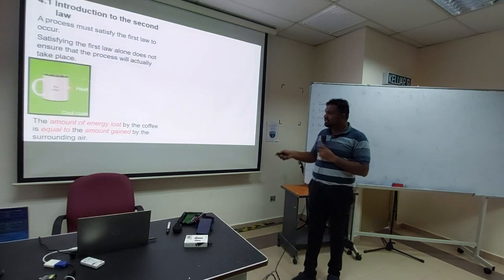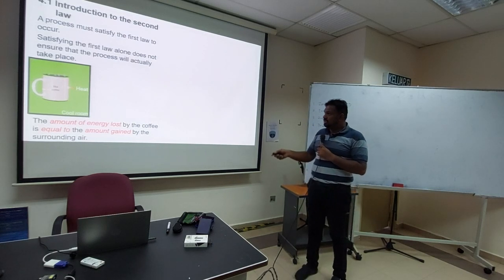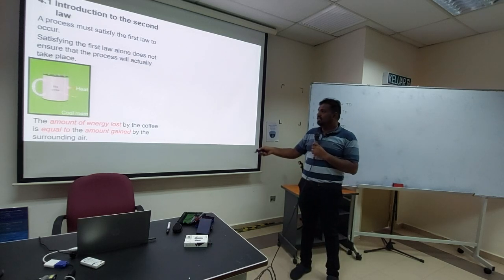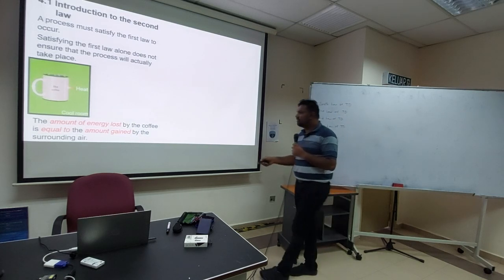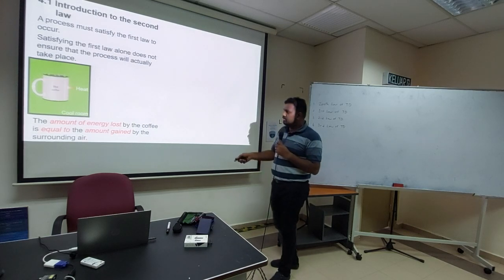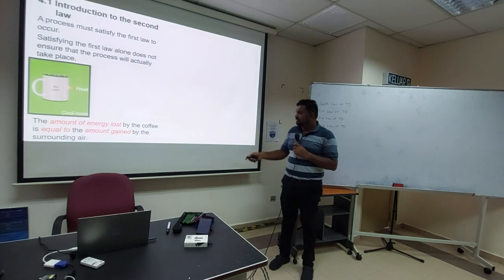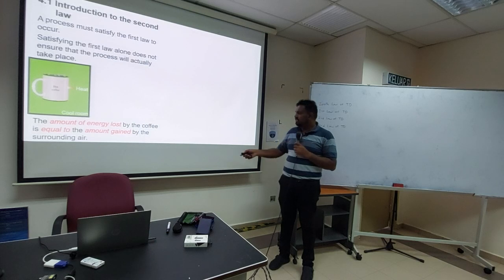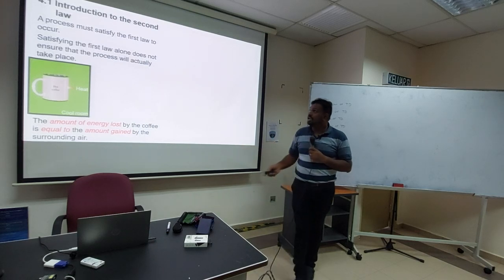So you can see one example. Let's say you have a hot coffee and you have a cool room, like this room. Let's say you put the hot coffee on the table. What will happen after some time? The heat from the hot coffee will be transferred to the environment. The amount of energy lost by the coffee is equal to the amount gained by the surrounding air. So this is fulfilling the first law. The hot coffee will lose energy as heat, and the environment will gain it. So that is what is mentioned in the last line.